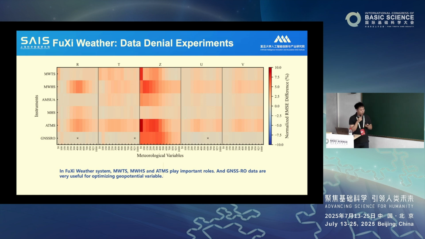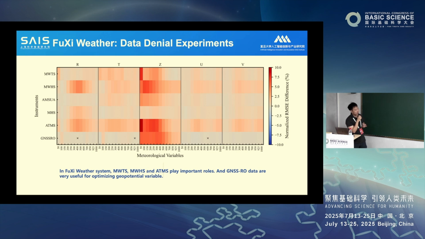So we see that if we remove this MWTS, which mostly observes the temperature, we see a much higher increase in error in temperature compared to the humidity. And we know that this MWHS mostly measures the moisture. So by removing this MWHS, we have a larger error growth in the relative humidity compared to temperature. And this ATMS observes both moisture and temperature. So by removing it, we have much bigger error in both temperature and humidity.